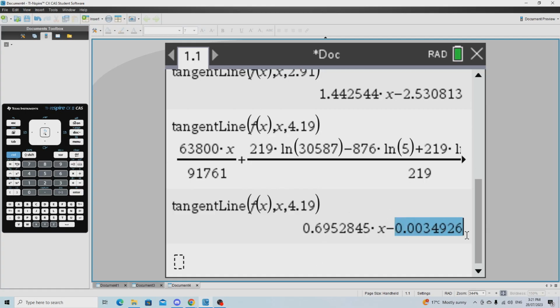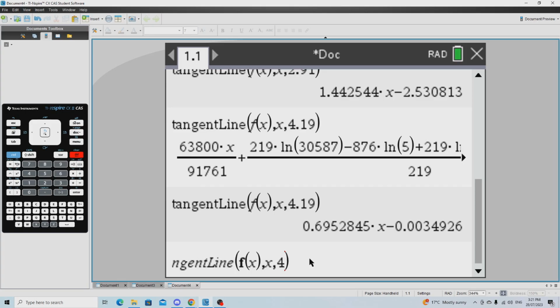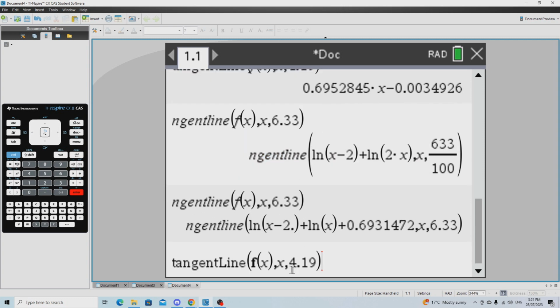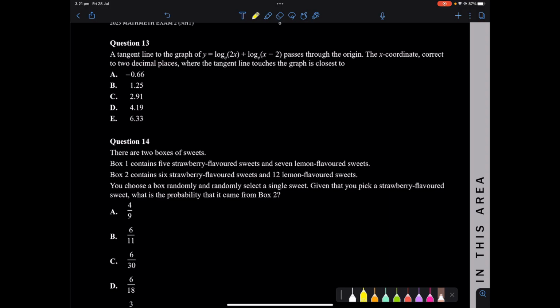Okay, here we're getting so close. So this is actually 0. I want to check the last one, maybe it's more. So 6.33. What have I done here? Oh, I'm supposed to bring this here, sorry. Okay, 6.33, which gives 1.54. So your answer should be 4.19, because it's closer to 0, the origin. So for question 13, D is your answer.